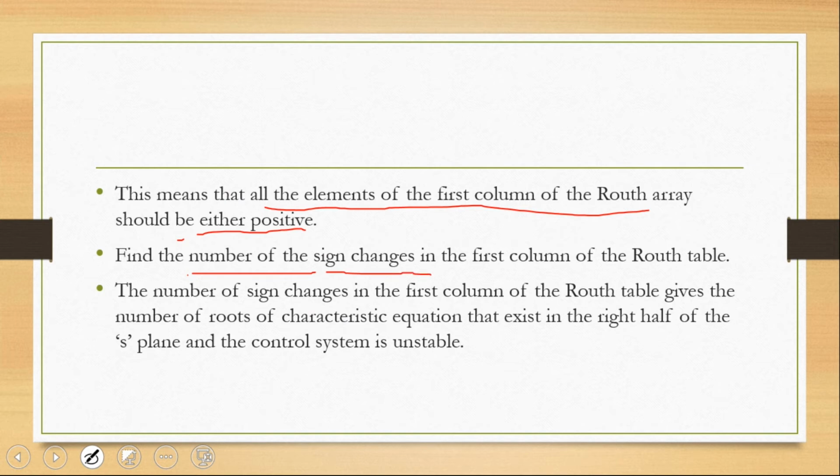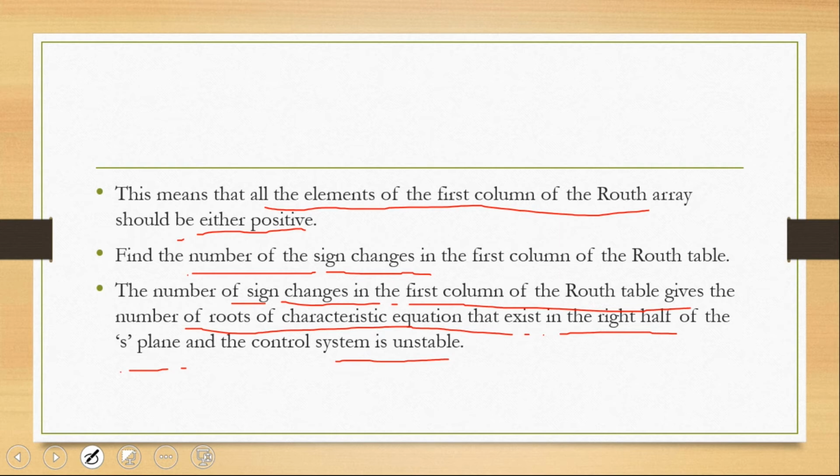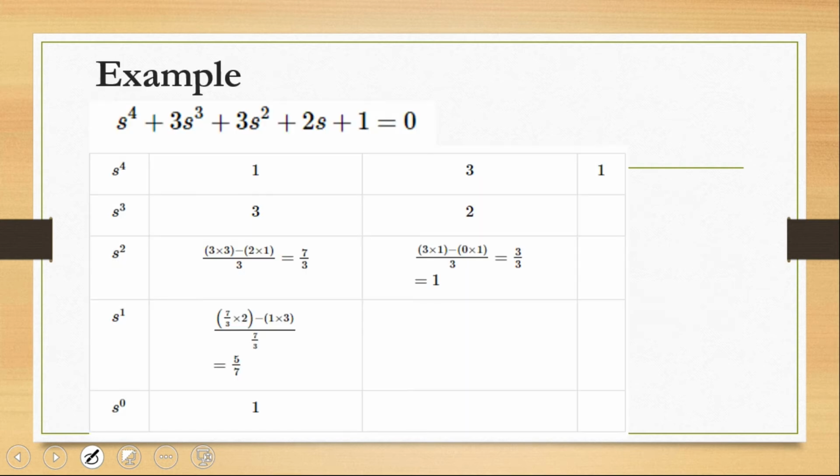So the number of sign changes gives the number of roots of the characteristic equation that exist in the right half of the S-plane, and you can conclude that the system is unstable. So we will consider an example.